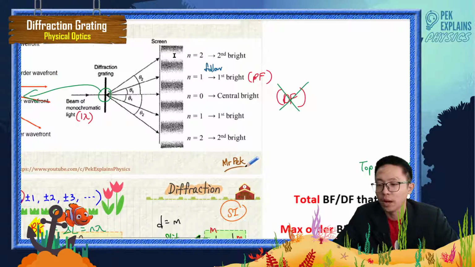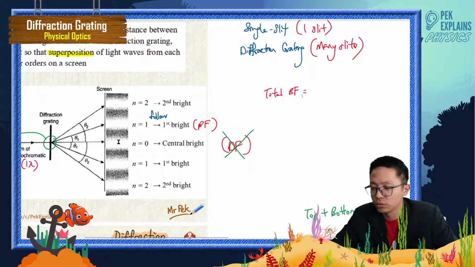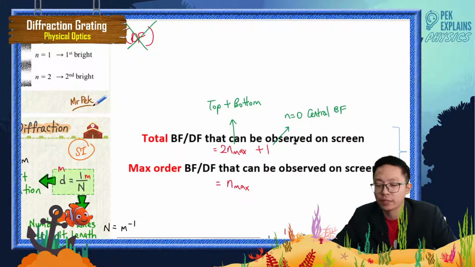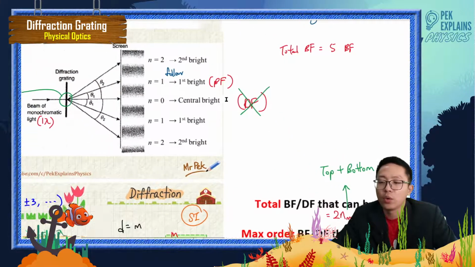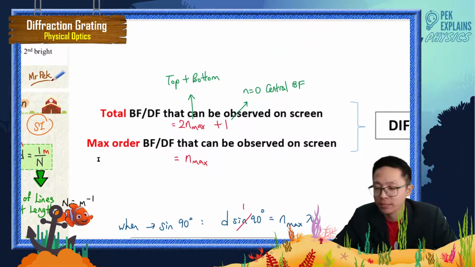You can observe 1, 2, 3, 4, 5. You can see the total bright fringe you can see here on the screen. You can see 5 bright fringes, isn't it? That is the total bright fringe that can be observed on the screen. But what is the maximum order? What's the maximum order of bright fringe that can be observed on the screen? Is it the same as the total bright fringe?